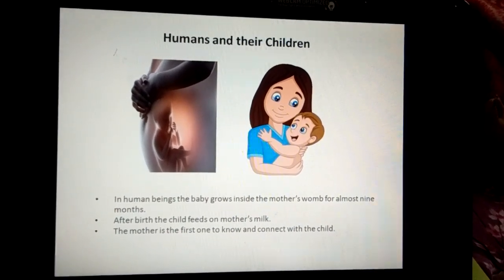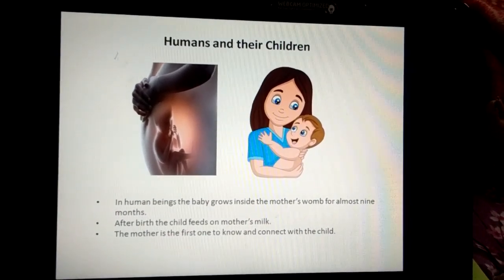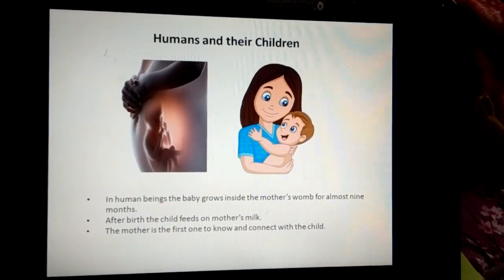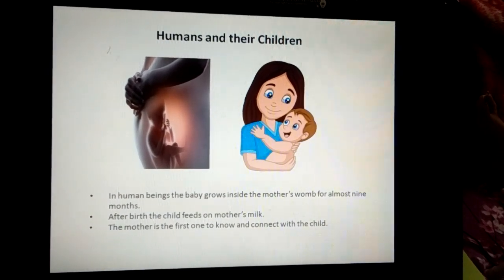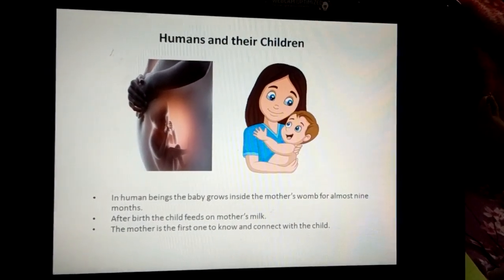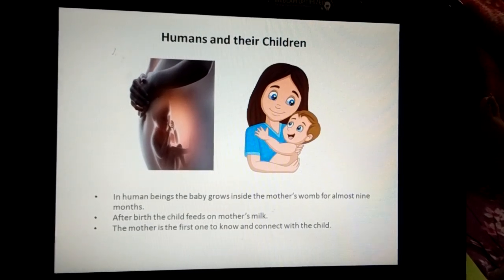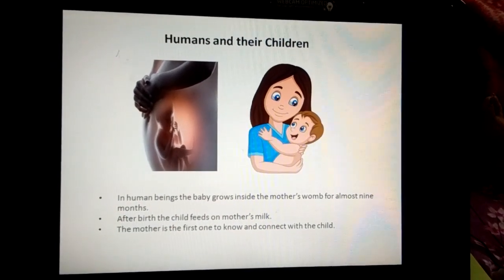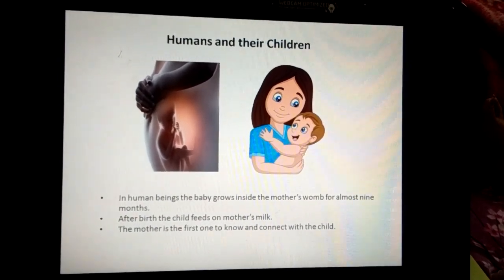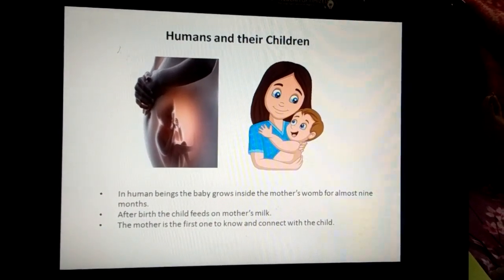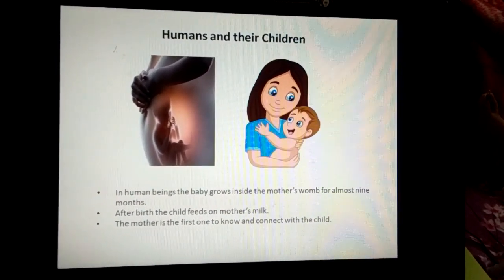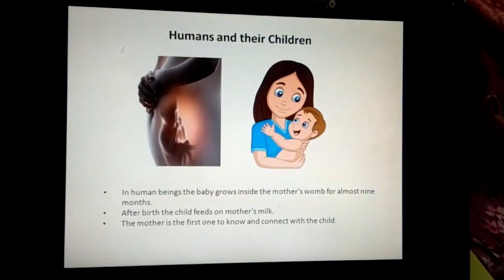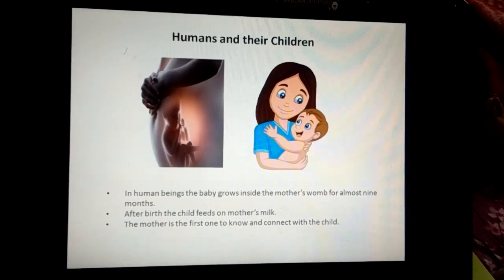Well, children, have you noticed any newborn in your family? You may have noticed the newborn baby is very delicate. Great care has to be taken in the early stages. The mother takes care of the child. She is the first one to know and connect with her child. Even after birth, the mother is the first caregiver to her children. The way the mother interacts with the child during the early months and years leaves a deep impact on the child.